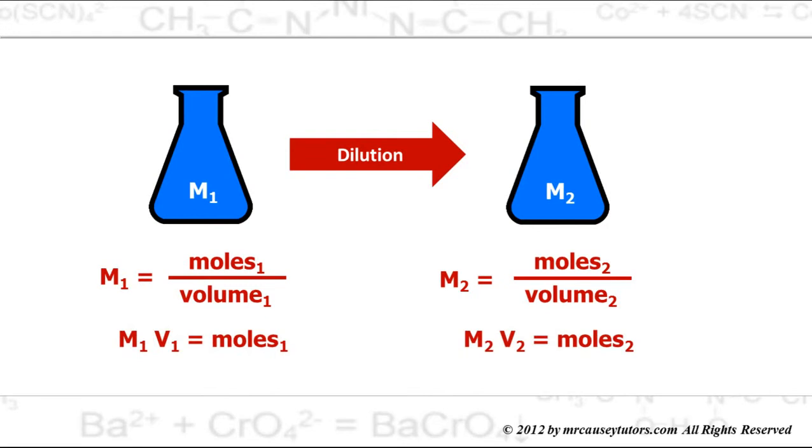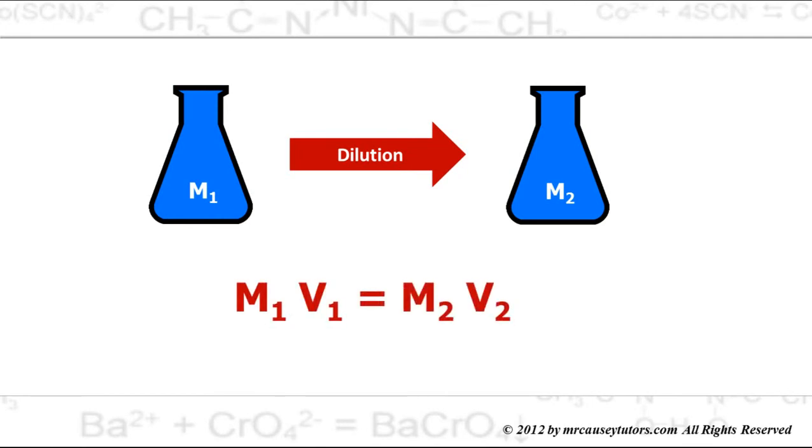And just like in geometry, if two things are equal to the same thing, then they are equal to each other. And M sub 1 times V sub 1 equals M sub 2 times V sub 2, which basically tells us that the molarity of the first solution times the volume of the first solution equals the molarity of the second solution times the volume of the second solution. And this allows us to calculate new dilutions. So let's look at an example.